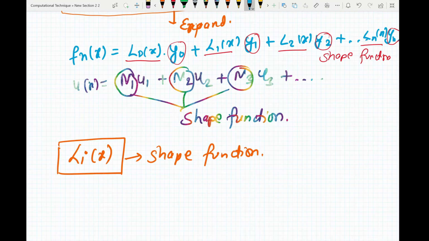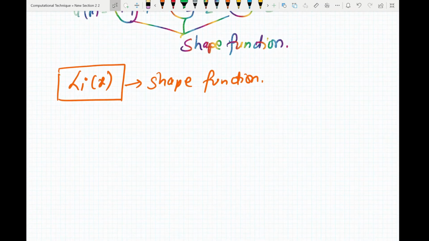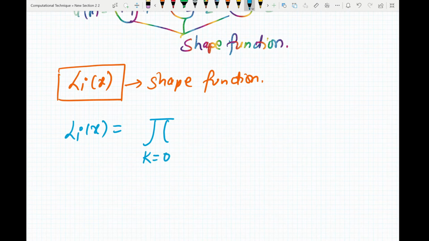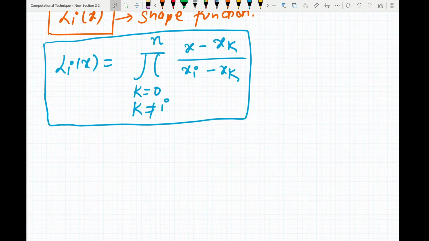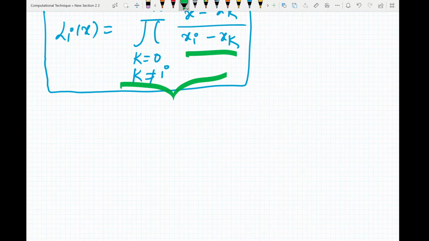Now Li(x) here is given by the product from k equals 0 to k equals n, where k is not equal to i, of (x minus xk) divided by (xi minus xk). Let's expand this function and see what we get. This is just a multiplication of these terms.